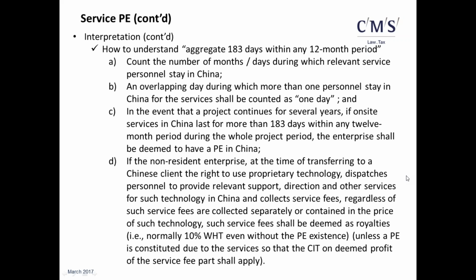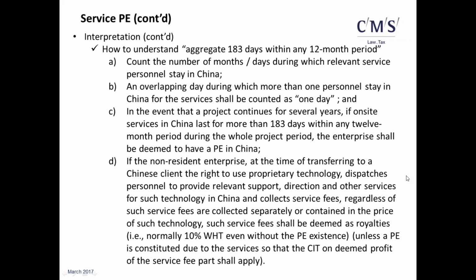Okay. Point D here is if the non-resident enterprise, which means the foreign enterprise I just talked about, at the time of transferring to the Chinese client the right to use proprietary technologies, then dispatches personnel to provide relevant support. According to the PRC tax regulations, such supporting service will be treated as part of the royalties for PRC taxation purposes.